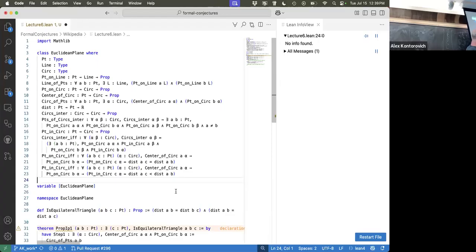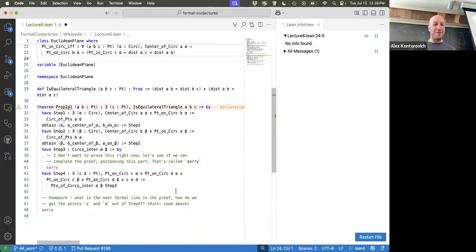Circles intersect if and only if. A point is on a circle if and only if. That's the real definition of a circle. A point is inside. Now we're saying what the interior of a circle is. And that was supposed to get us closer and closer to Prop 1.1.